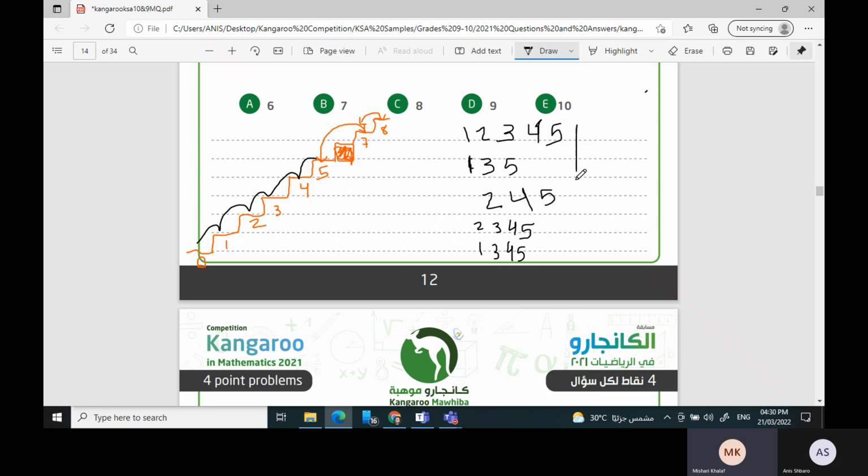Yeah, I'm doing it right now. We skipped 1, we skipped 2, now we're going to skip which number? 3. Yes, so 1, 2, 4, 5. Also, we're going to skip 4: 1, 2, 3, 5, right.